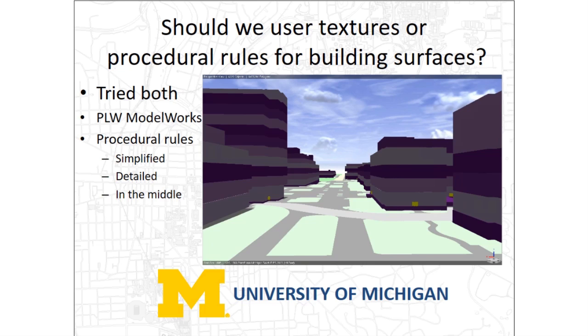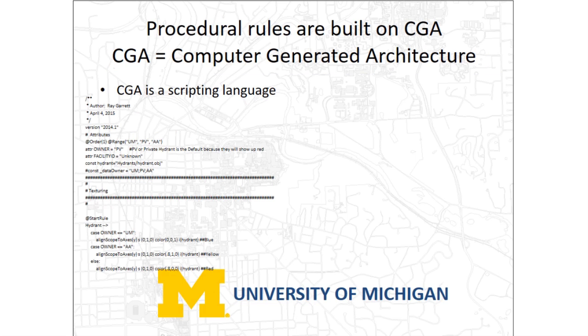To build a detailed model for each of the buildings is very time consuming. And how you would end up doing that is by coding it via CGA, which is computer generated architecture. It's just a scripting language. It's got most of the standard stuff that a scripting language does: the ability to comment, version numbers, arrays, attributes, constants, and then you have rules for how things are behaving.